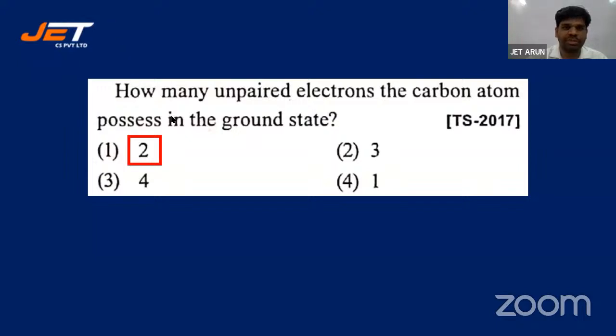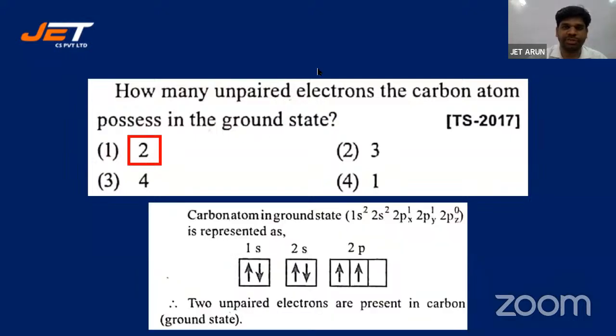It's 2, students. So 2 unpaired electrons are there in the carbon atom in the ground state. Let's go for the next one. Here is the electron configuration. Good. Yes, Harshita, that's right. The carbon atom ground state is 1s2, 2s2, 2p2, or 2px1, 2py1, 2pz0. That's represented like this with arrows, with spins. 2 unpaired electrons are present in the carbon ground state. All right, in the 2p orbital, you get 2 unpaired electrons.